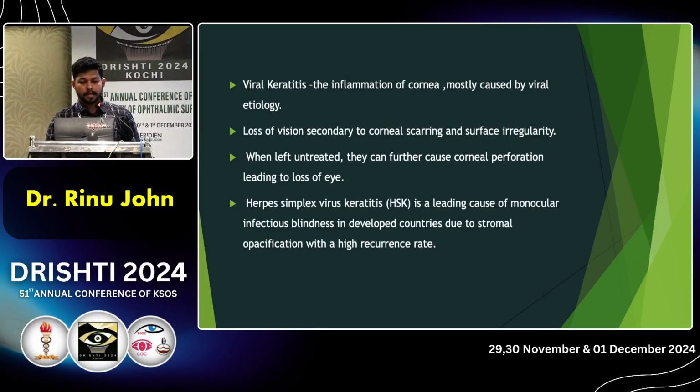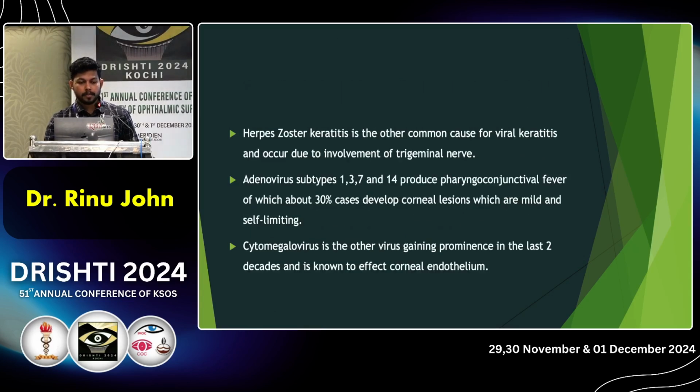Herpes simplex virus keratitis is the leading cause of monocular infectious blindness in developed countries due to stromal opacification with a higher recurrence rate. Herpes zoster keratitis is the other common cause for viral keratitis and occurs due to involvement of trigeminal nerve. Adenovirus subtypes 1, 3, 7 and 14 produce pharyngoconjunctival fever, of which about 13% of cases develop corneal lesions which are mild and self-limiting. Cytomegalovirus is the other virus getting prominence in the last 2 decades and is known to affect corneal endothelium.